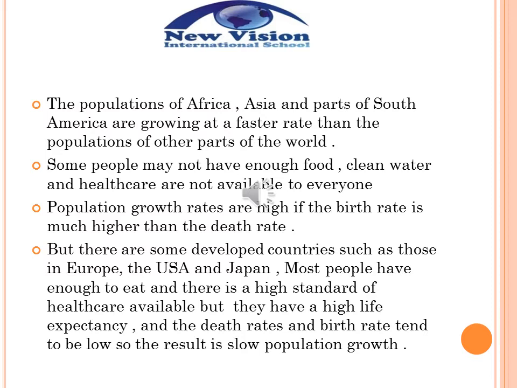Population growth rates are high if the birth rate is much higher than the death rate. So, population growth rates are high, and population increases in size quickly. But there are some developed countries, such as those in Europe, the USA, and Japan, where most people have enough to eat and there is a high standard of healthcare available, and they have a high life expectancy. The death rate and birth rate tend to be low. So the result is slow population growth.